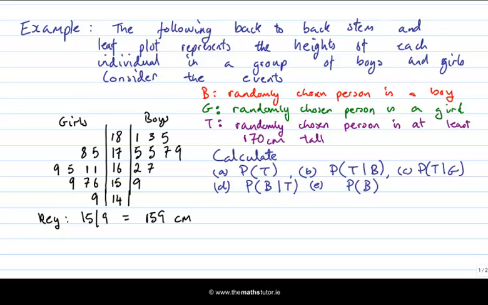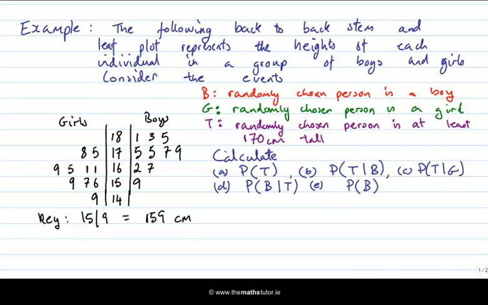And so we're given this data and we're asked to calculate the probabilities of various different events. And each of these events concerns a randomly chosen person from this population. So we pick some person at random and we ask some question about that, and we want to know the probability of getting certain answers.